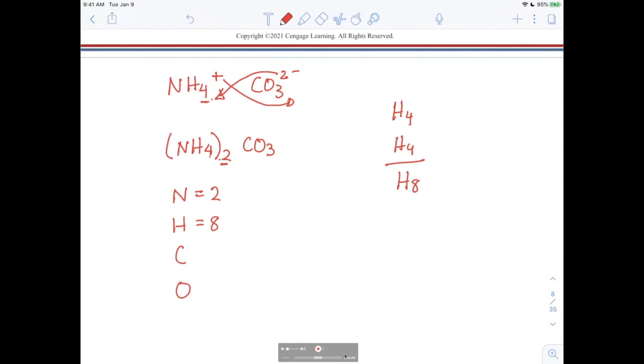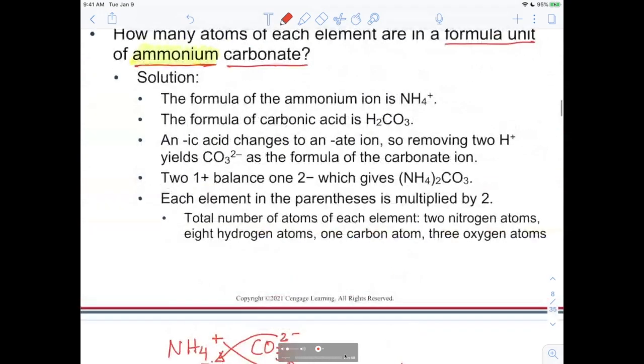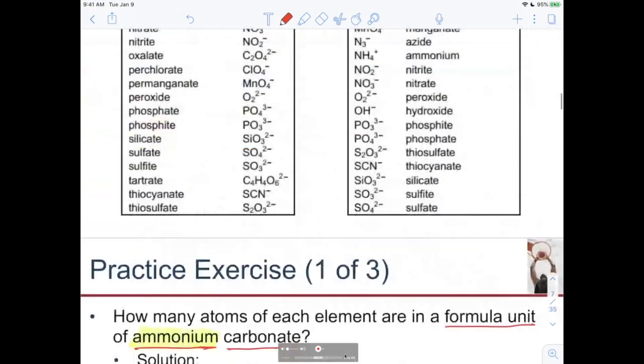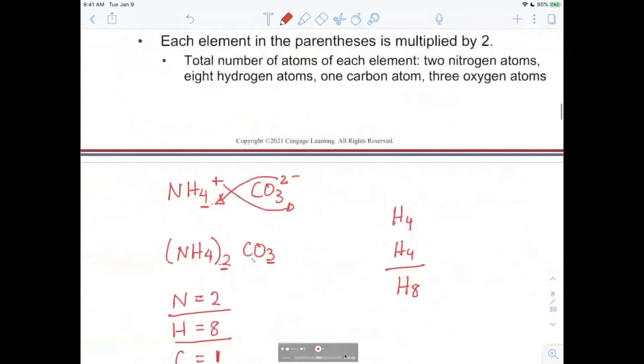You want to multiply the 2 by everything in the parentheses to tell you the number of atoms of each element represented. Carbon, let's see over here. There's nothing down here, so carbon, we just have 1. Oxygen, in front of oxygen, we have 3, so we have 3 oxygens. Okay, so 2 nitrogen, 8 hydrogen, 1 carbon, 3 oxygen. These are the number of atoms we have in that formula. Okay, they went a complicated way around figuring out what carbonate was. Please use this list. It's more direct and I feel like it's simpler.